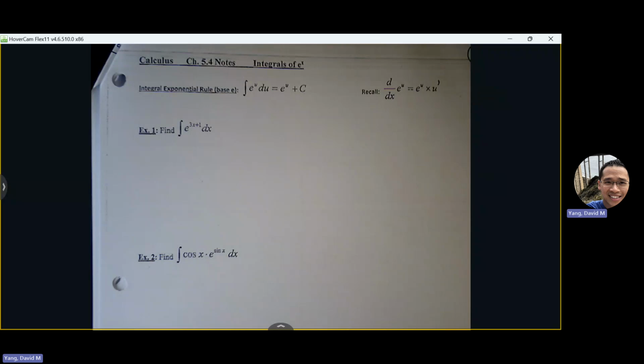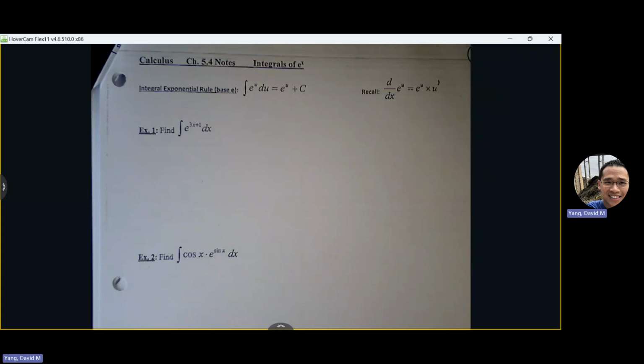Okay, but we'll work on this and hopefully you'll be comfortable with this rule. It really is just working backwards from your derivative rule from first semester. Okay, so number one, we have e to the 3x plus 1 dx. We see that this fits with this e to the u rule as long as we have the exponent being the u value. So we're going to let the u value be the entire exponent.